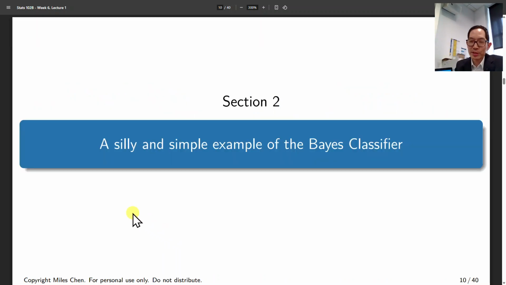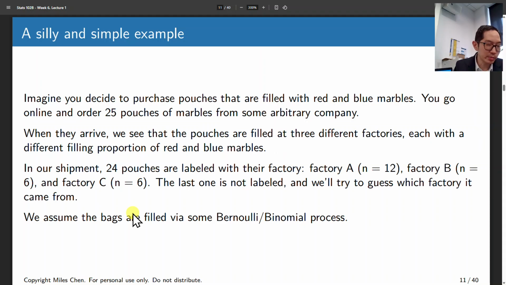All right, so just to illustrate this, we'll go through a simple example of the Bayes classifier. And before we do that, let me give you your first quiz answer, which is the letter D. D as in dog.